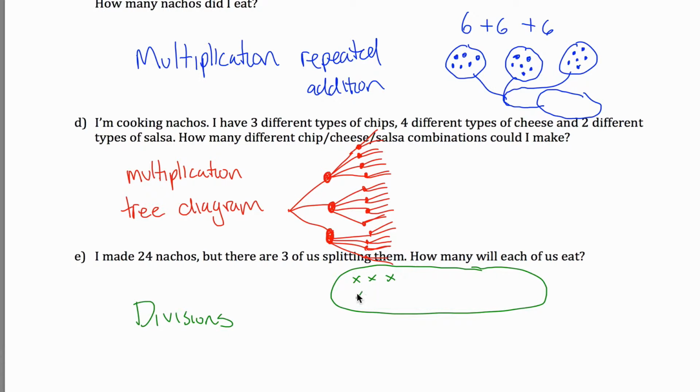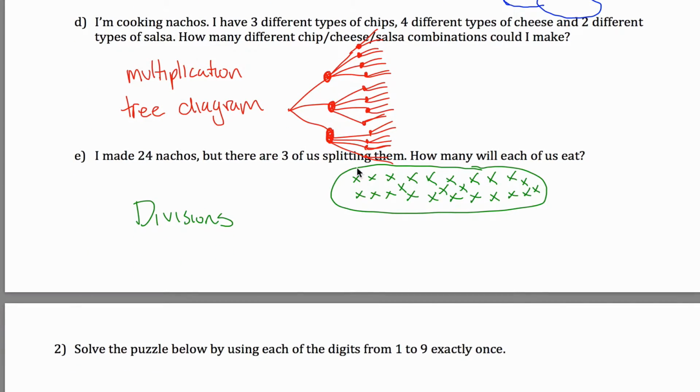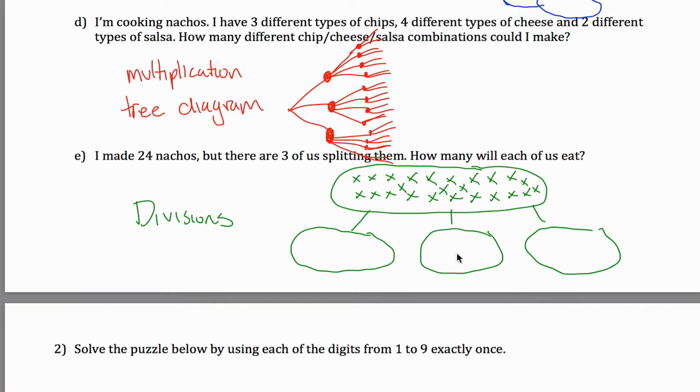1, 2, 3, 4, 5, 6, 7, 8, 9, 10, 11, 12, 13, 14, 15, 16, 17, 18, 19, 20, 21, 22, 23, 24. Good enough. I made 24 nachos, but there are 3 people splitting them. So you already know how many groups you're going to split these up into. There's one group, there's another group, and there's another group. How many will each of us eat?